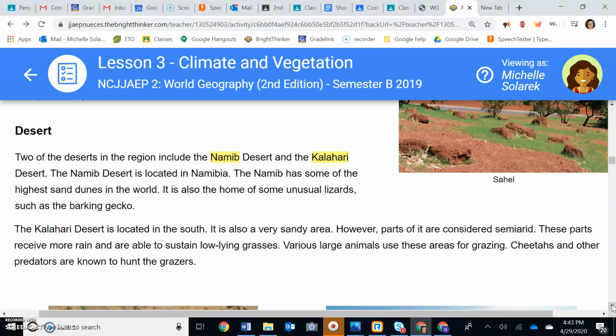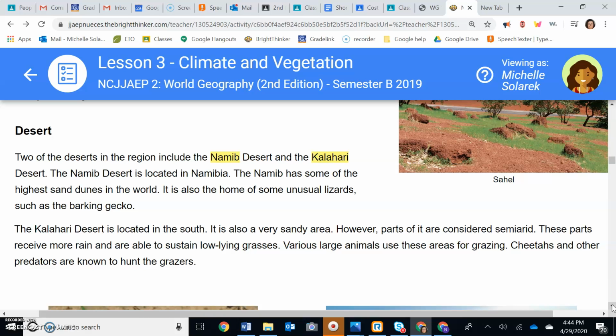There are 2 very famous deserts that have a desert climate in Africa, and one is located in the south. It is the Namib, and the other is the Kalahari. The Kalahari is located in the south, and the Namib Desert is located in Namibia.